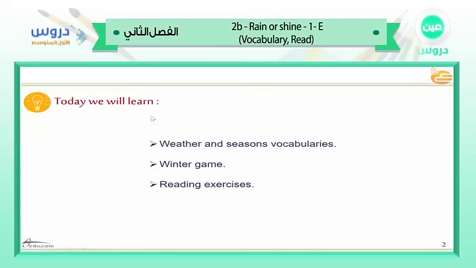Today we will learn, number one, weather and seasons vocabulary. We will learn many vocabulary words that relate to the weather and many kinds of weather, and also the seasons and the names of the four seasons that we have during the year. The second thing, winter games. What is winter games? What can we see? And the third thing, reading exercise. We will get some exercises relating to reading a passage that we will read, okay?